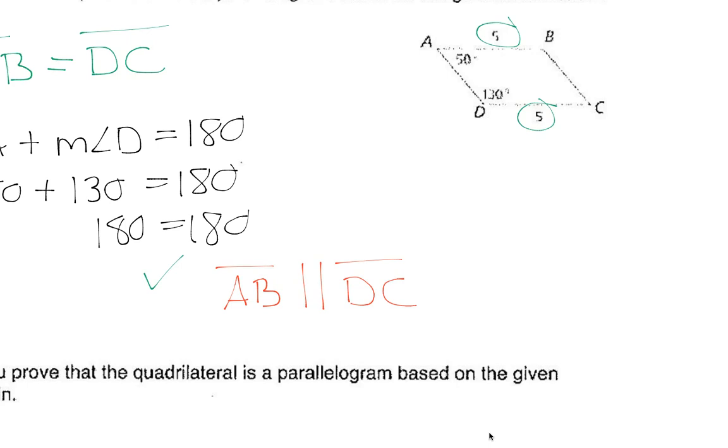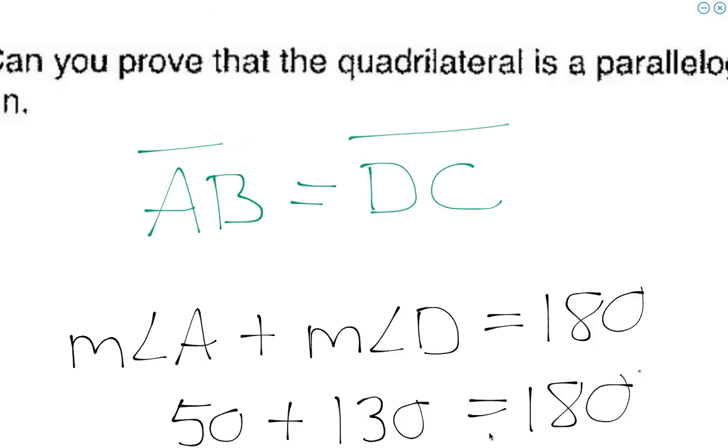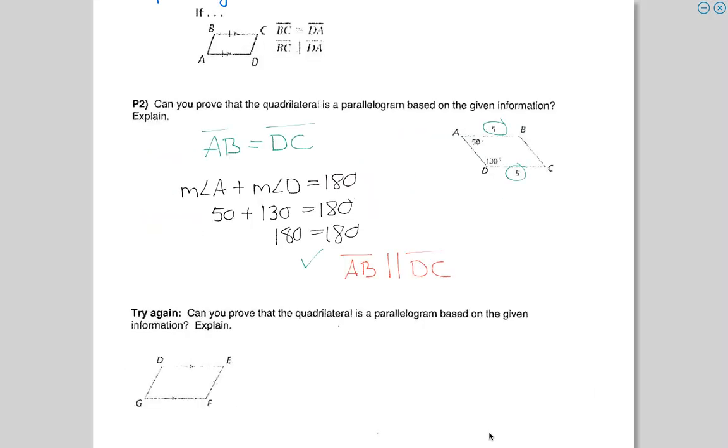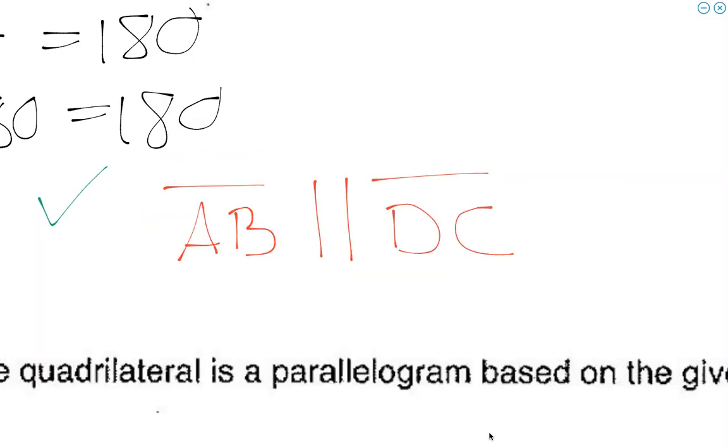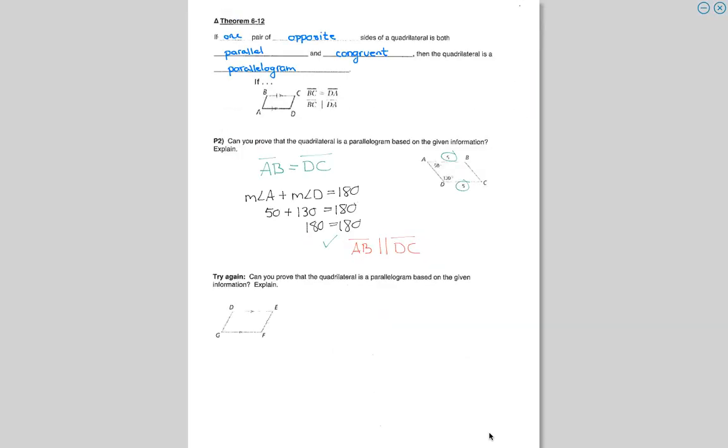So AB and DC, they're both congruent and they're parallel. So we satisfied both for theorem 612.